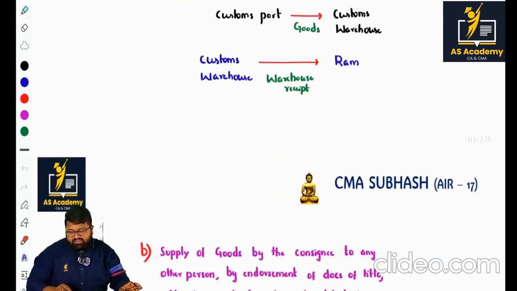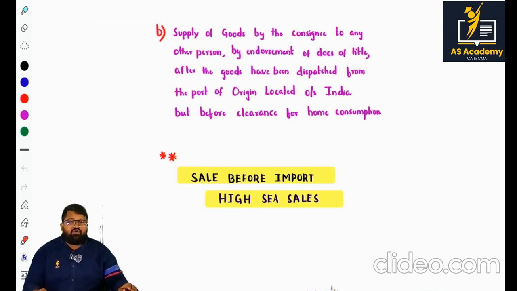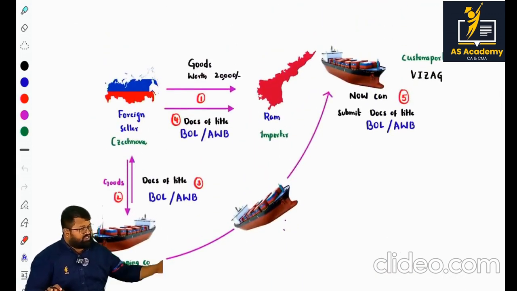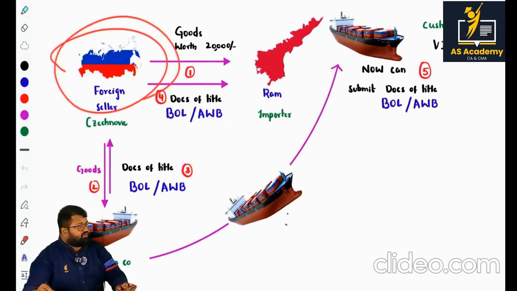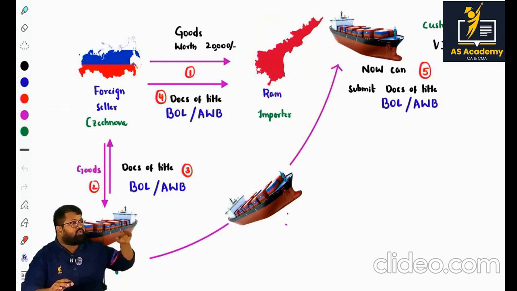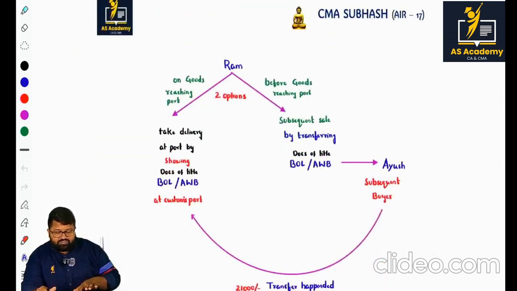Okay. Even the same case of the second one also. Sale before import, that is high sea sales. Sir, goods didn't reach our port. They are still in the journey. In the journey itself, I am transferring the documents. Okay. So where it started, somewhere it started in a foreign country. Okay. There the goods are sent through some sea journey. Before reaching our port in Vizag and all, I only sold the documents. Then also it is excluded from a supply.